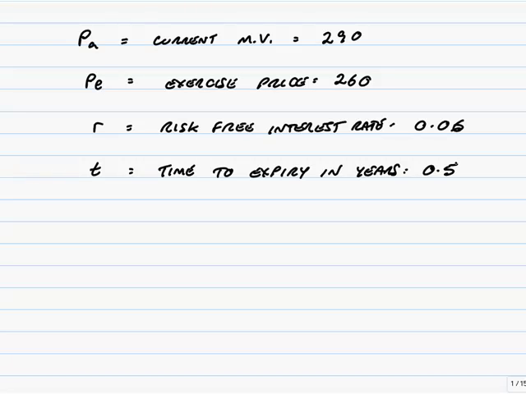Finally, you'll see in the equations for D1 and D2, you'll see the symbol S. Well, S is the measure of the volatility. It's the standard deviation.